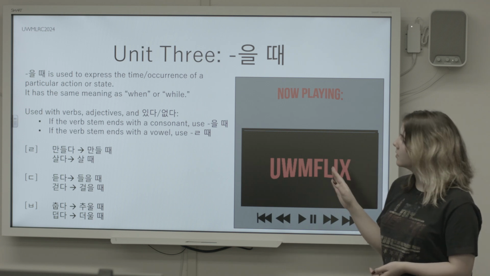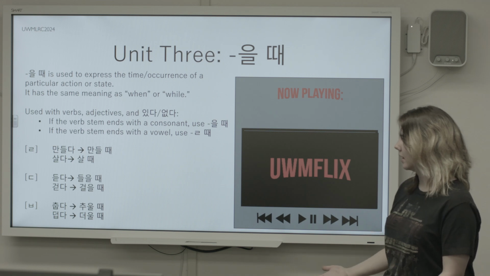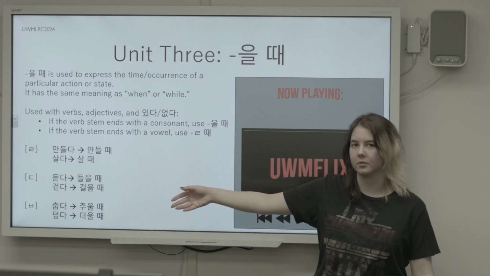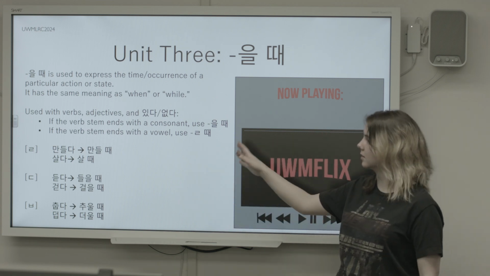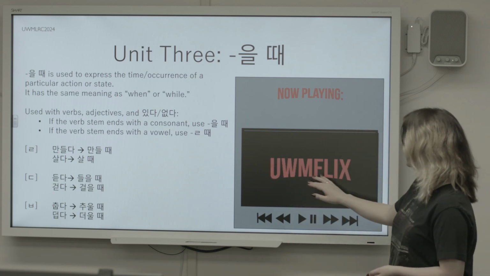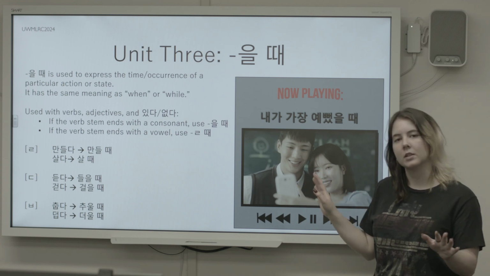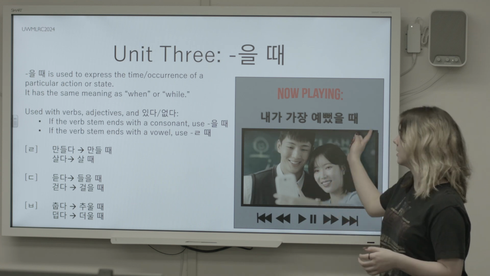It's used with verbs, adjectives, and 있다, 없다. If the verb or adjective stem ends with a consonant, use -을 때. If it ends with a vowel, use -ㄹ 때. So let's look at some examples. Some of these words might be unfamiliar to you. Don't focus on that, just focus on how this grammar is used.